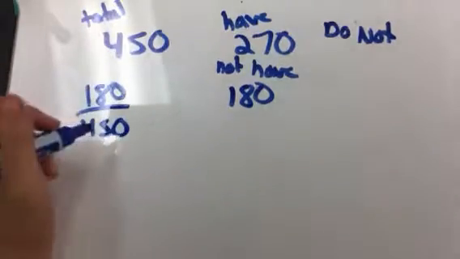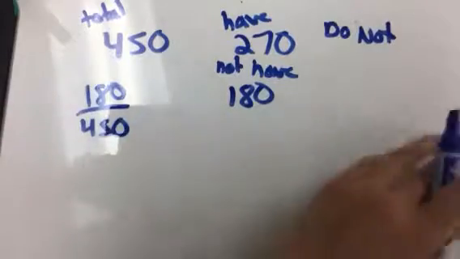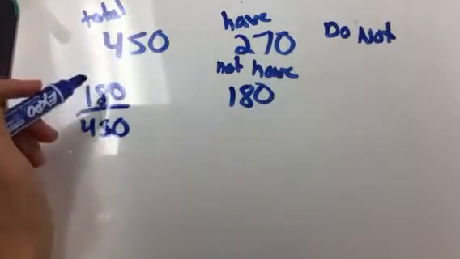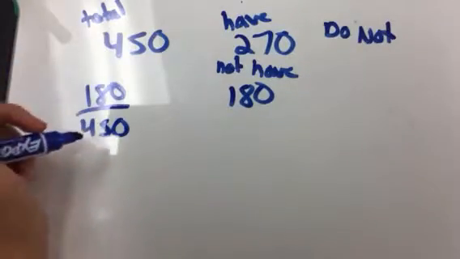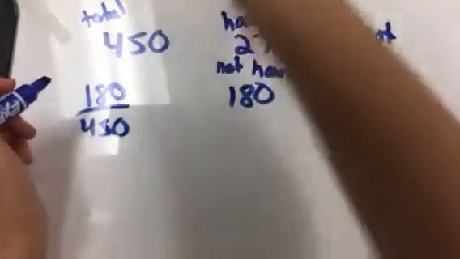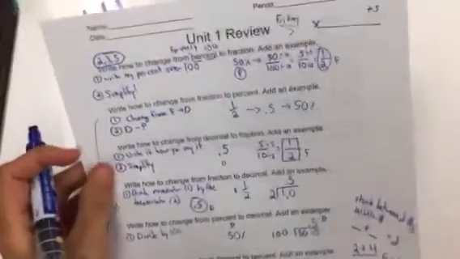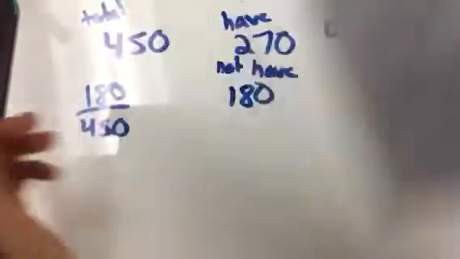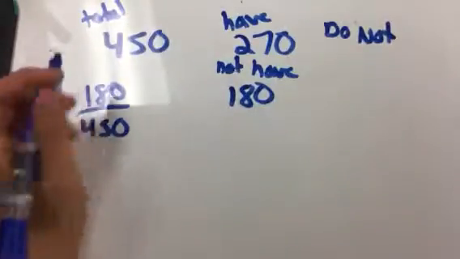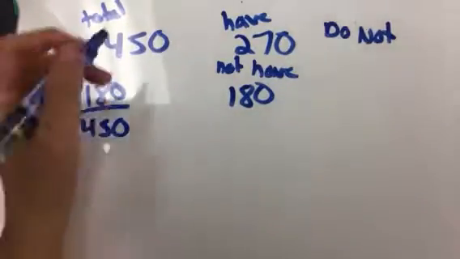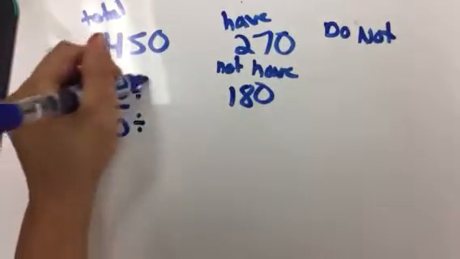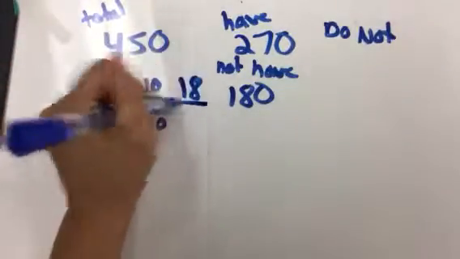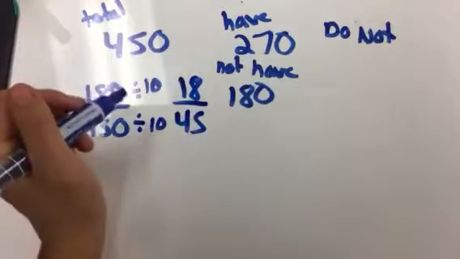So now we can do this two ways. We can either do it the percent bar way, or we can do it with fraction to decimals. So if you remember how to change from fraction to decimal, from fraction to percent, we had to change it from decimal to percent. So before I do that, I'm going to simplify because it's a really big number. I know I can divide by 10 because they both end in zeros, and now I have 18 over 45.